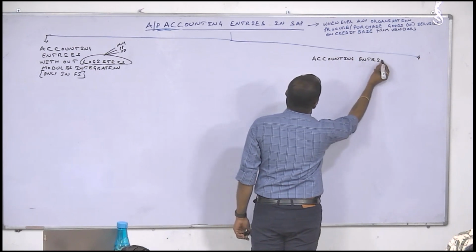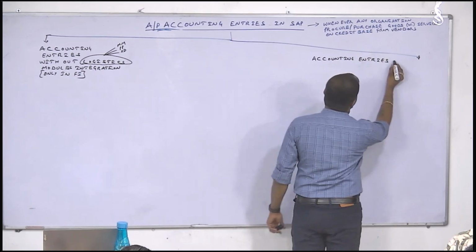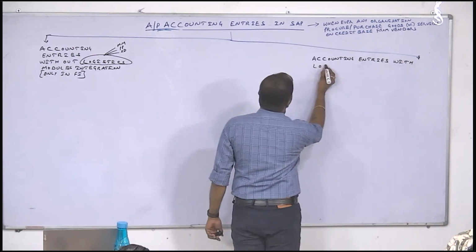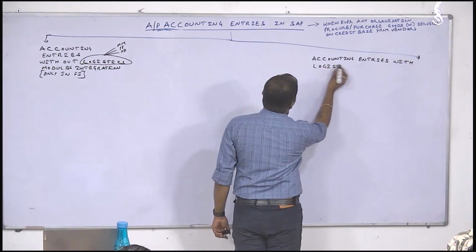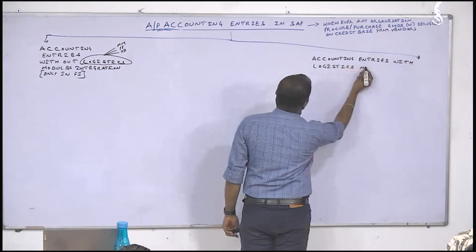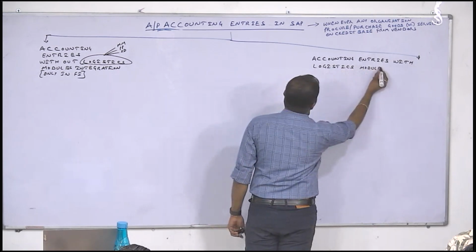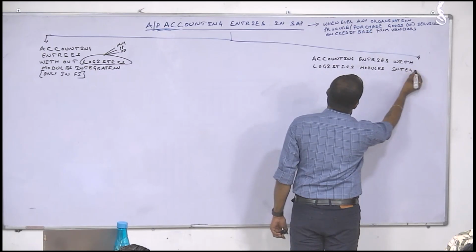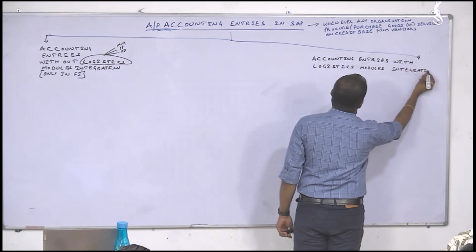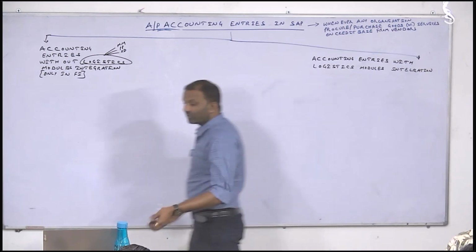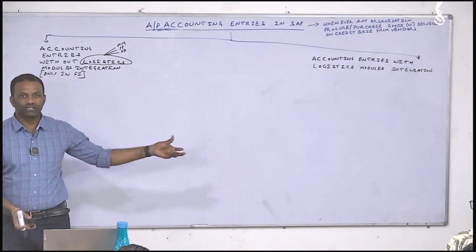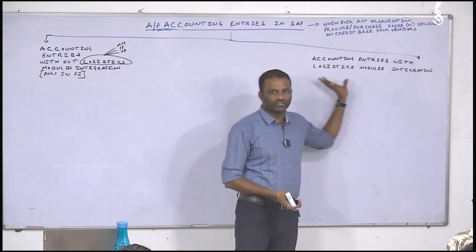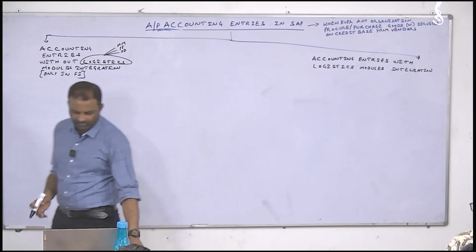Accounting entries with logistics modules integration. Yesterday I also discussed on the board FI-MM integration and FI-SD integration, right? I hope you got the point. So with the logistics module integration, how will the accounting entries be posted in SAP?